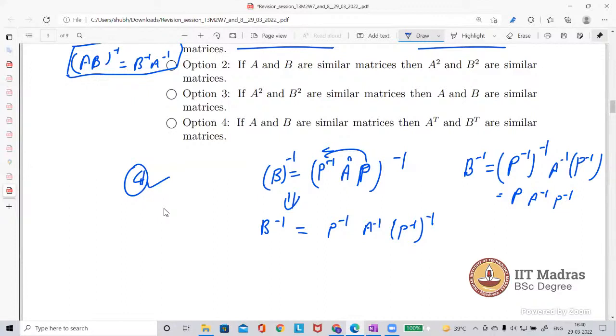Am I making a mistake, or is the first one P, right? The first one is correct. Okay, the order will be changed, as here we are changing it. So now it will be P inverse A inverse P. So that will be P inverse A inverse, and this will be P again.